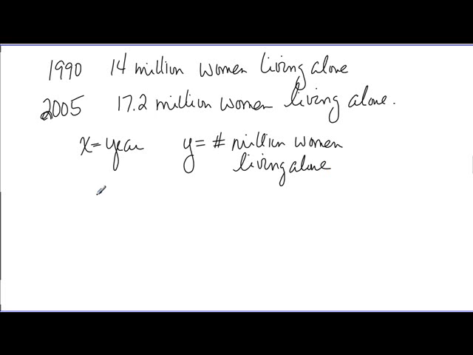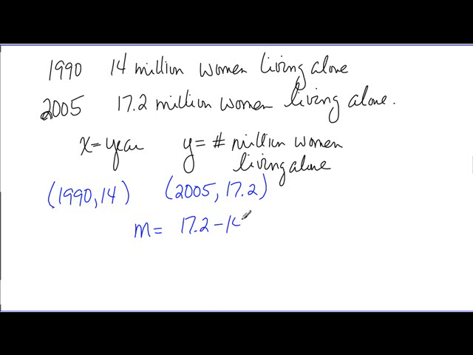then we're looking at 2 ordered pairs. The first ordered pair would be (1990, 14), and the second ordered pair would be (2005, 17.2). The slope then of that line would be 17.2 minus 14 over 2005 minus 1990. Simplifying that, you're going to get 3.2 over 15, which as a decimal number would be 0.21.